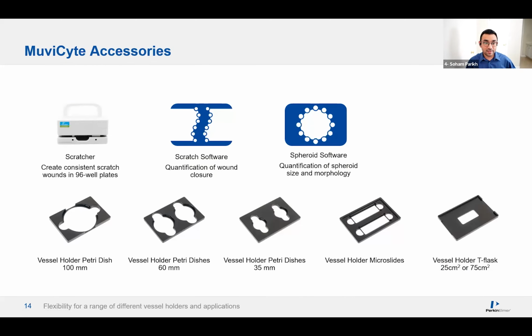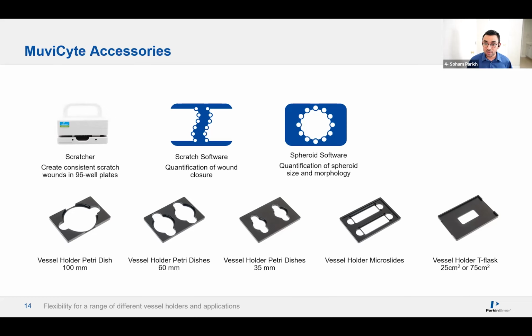The accessories that have been provided to MBC are all of the above. You have access to a scratcher tool. If someone is performing scratch test assays or would be interested in performing them, we have the scratcher, which produces 96 even scratches in your 96 well plates. And then we also have a scratch software, which can quantify all the physiological details from a scratch wound assay.